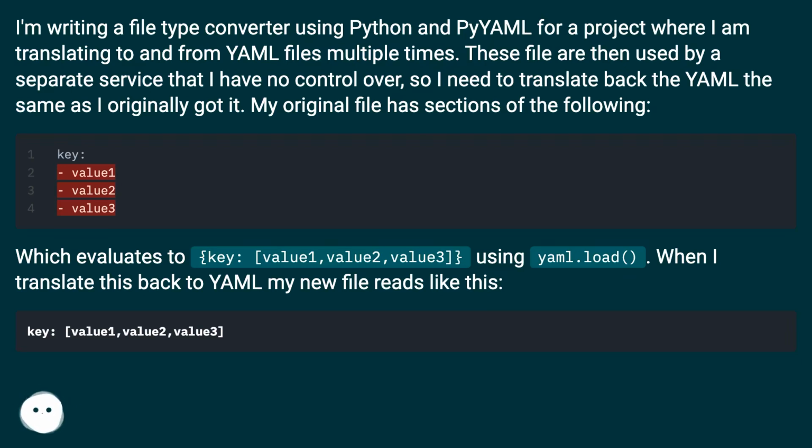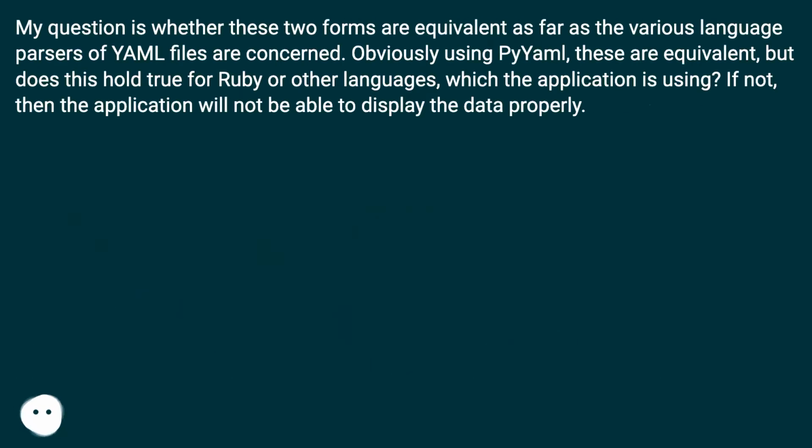My original file has sections of the following, which evaluates to key column value 1, value 2, value 3 using yaml.load. When I translate this back to YAML, my new file reads like this. My question is whether these two forms are equivalent as far as the various language parsers of YAML files are concerned. Obviously, using pyyaml, these are equivalent, but does this hold true for Ruby or other languages which the application is using? If not, then the application will not be able to display the data properly.